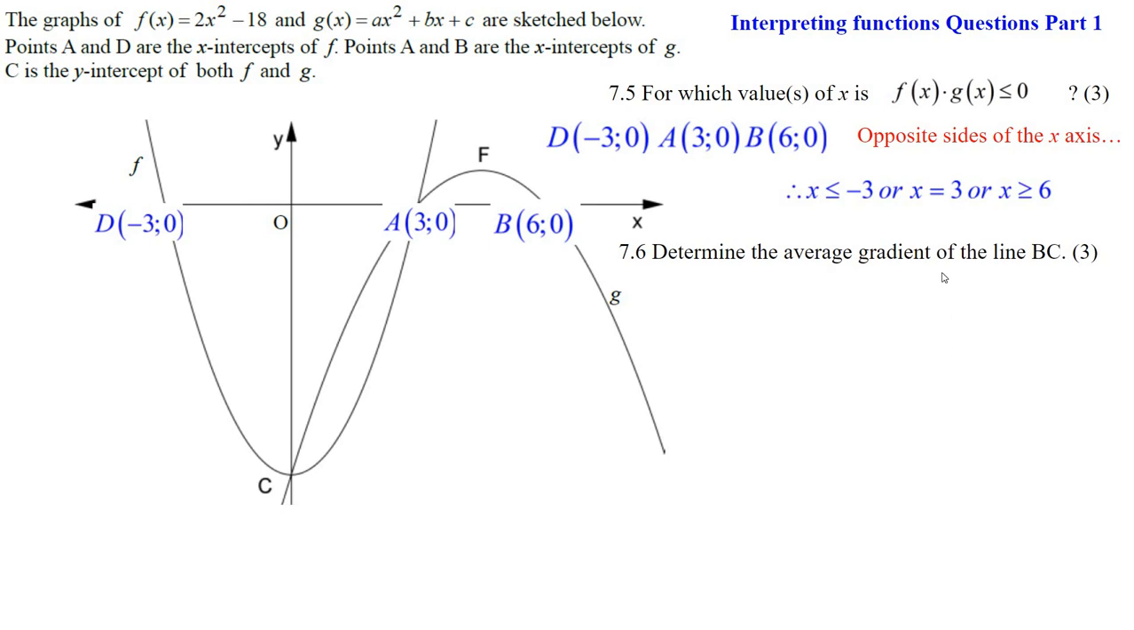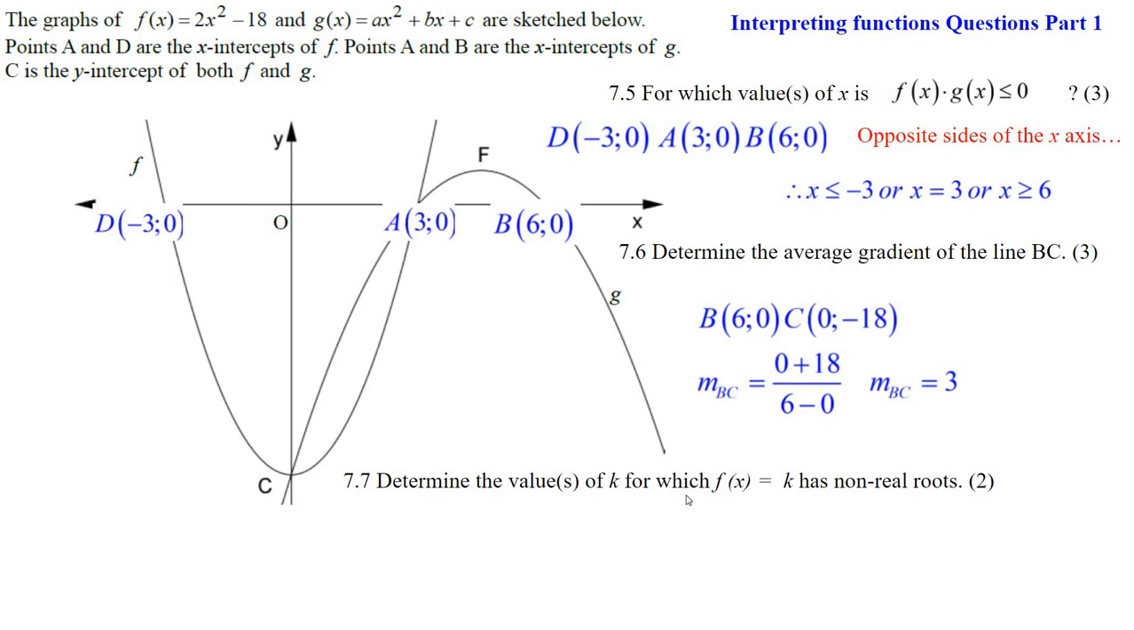But determine the average gradient. Gee, the line from B to C. Well, this one's pretty easy, because you just figure out the gradient. C is (0, -18). B is (6, 0). So the gradient is just 0 minus -18 over 6 minus 0. That's 18 divided by 6. The average gradient is equal to 3. It's just another way of saying, what's the gradient between B and C? Wow, that was an easy one. Let's try the last one.